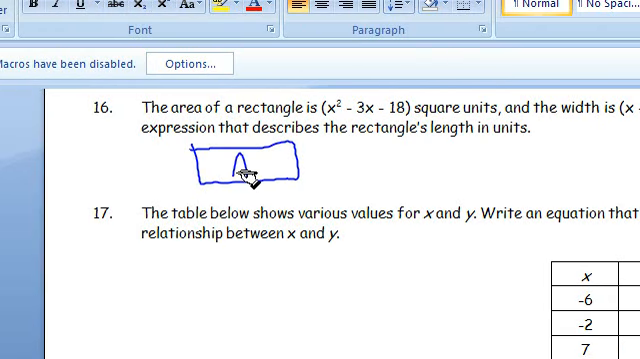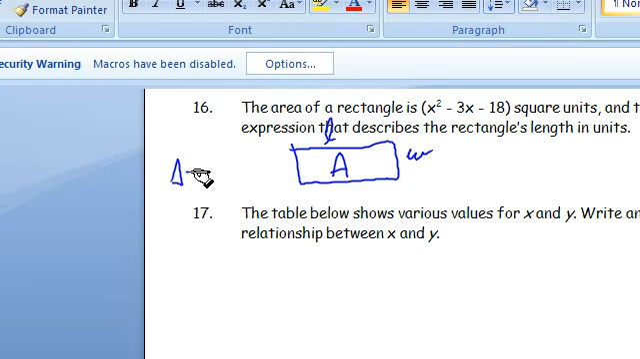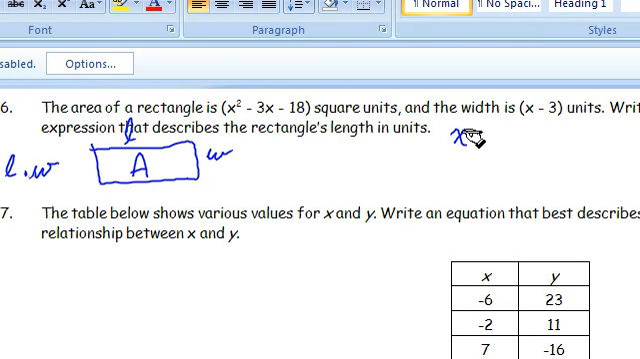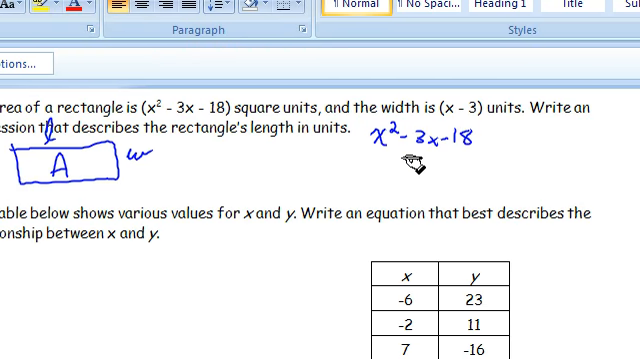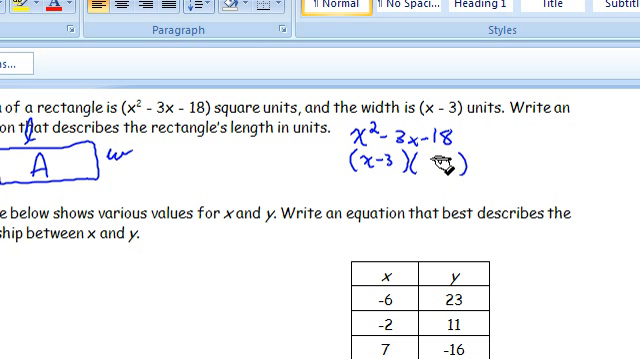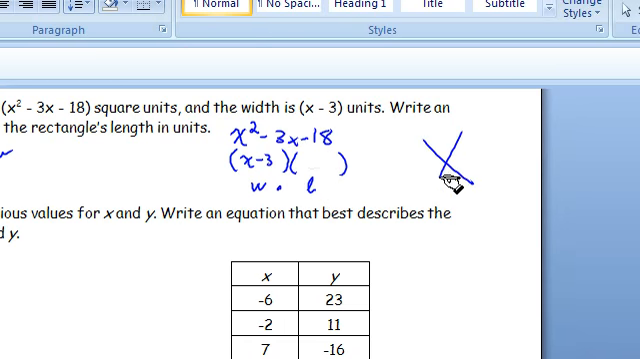Well, we know on your average rectangle, area equals length times width, right? We go length times width is equal to area. So here they gave us the area of x squared minus 3x minus 18. And they told us the width is x minus 3, but we don't know what the length is, so we need to factor, right? So this would be width times length equals area. So we need to figure out what the other expression is that represents that.